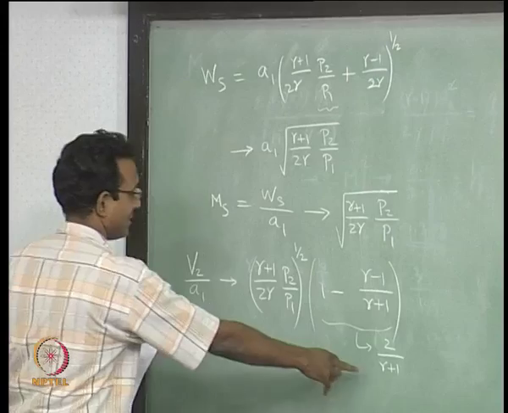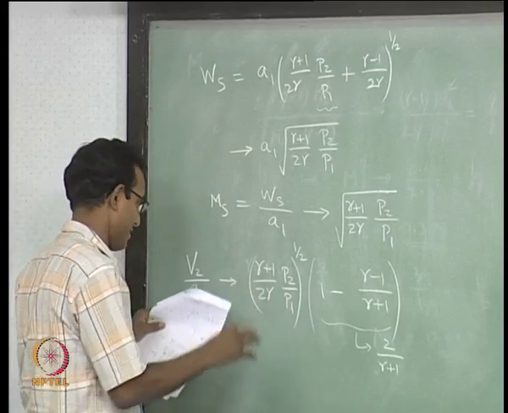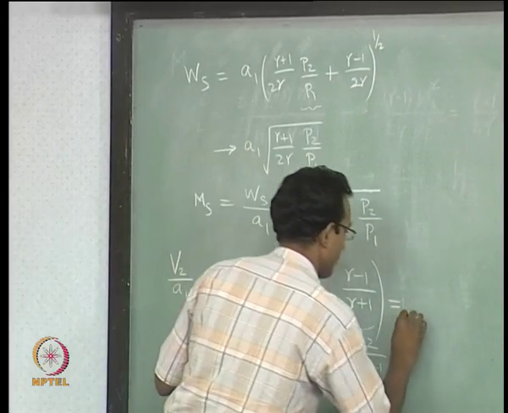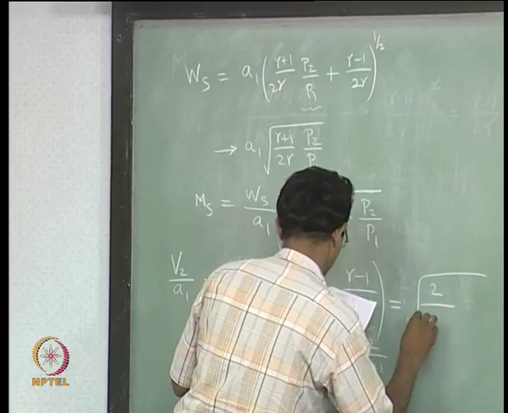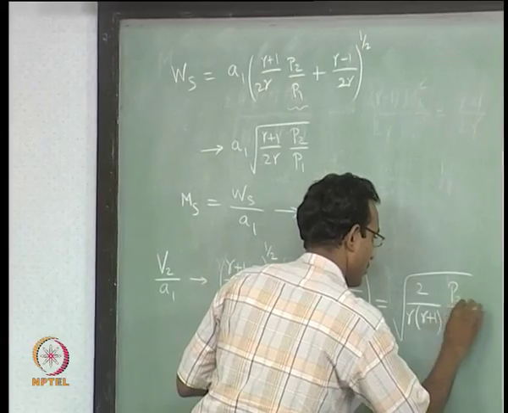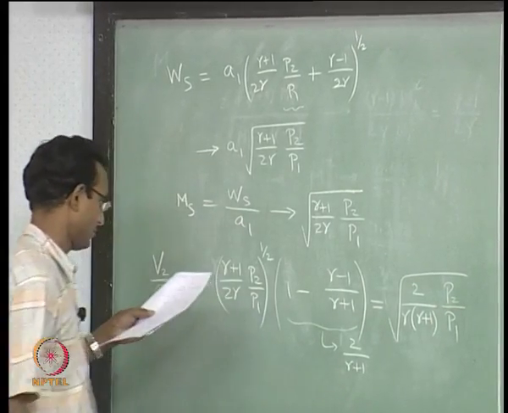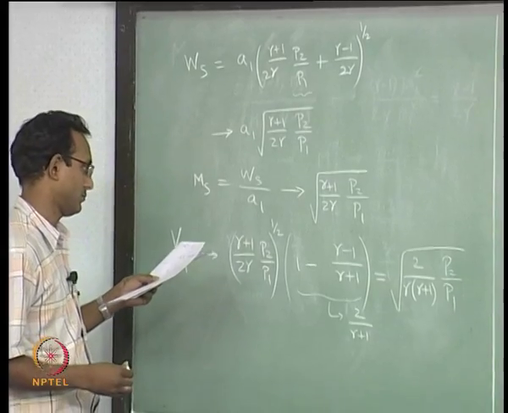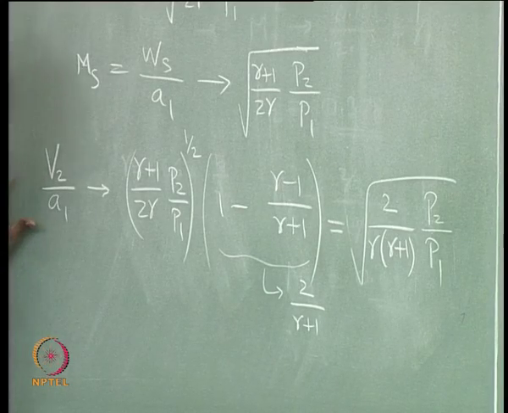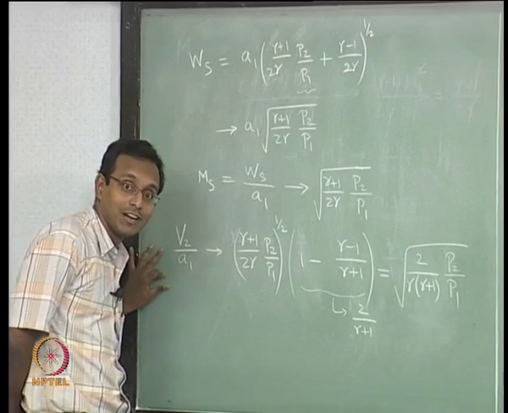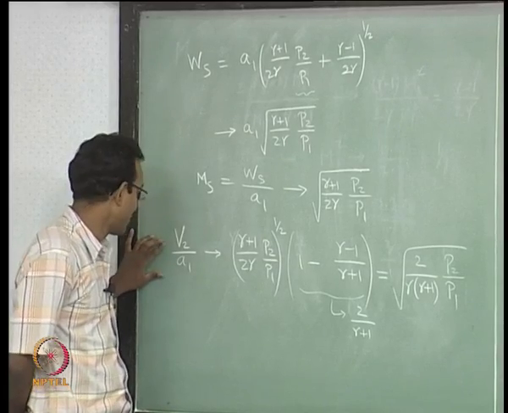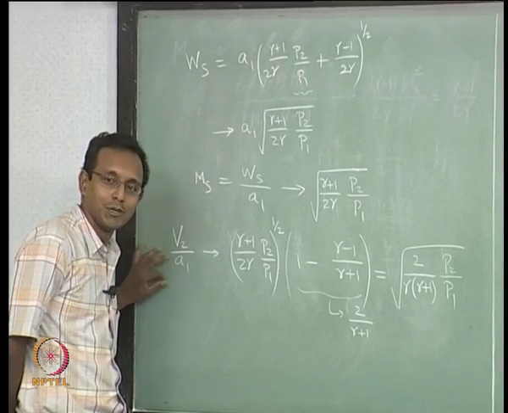Now, we just have to write the gamma plus 1 inside the square root and simplify this, and you will get to the square root of 2 by gamma times (gamma plus 1) times P2 by P1. This is what we are getting. Again, we are seeing that the induced velocity, I am dividing by A1, this is not like the Mach number behind the shock, it is not really that. I am dividing by A1, we have to go and divide by A2 next, we will do it.